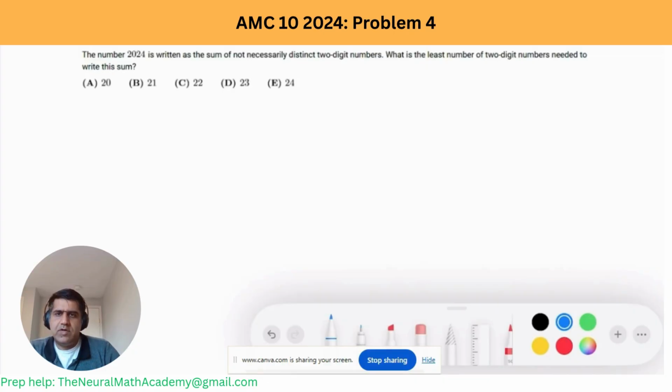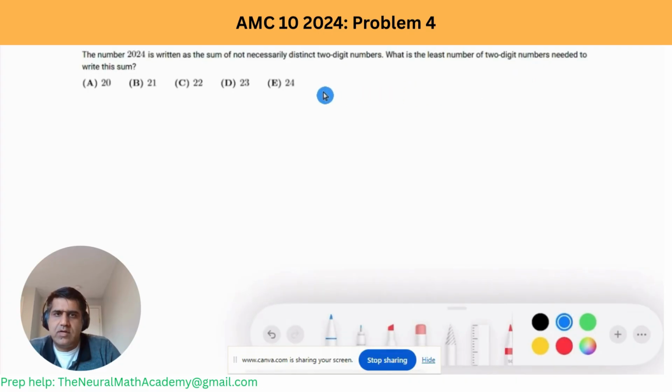Okay, so now let's look at problem 4, where we are given that the number 2024 is written as the sum of not necessarily distinct two-digit numbers. What is the least number of two-digit numbers needed to write this sum? For this problem, we need to be careful for two things. First is that the numbers need not be distinct. And the second, that we have to tell the least number of two-digit numbers.